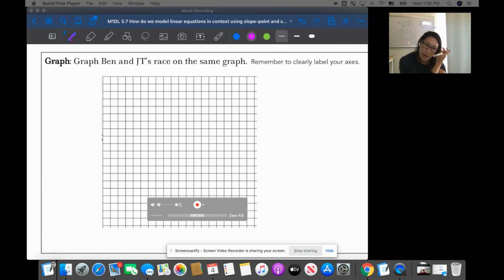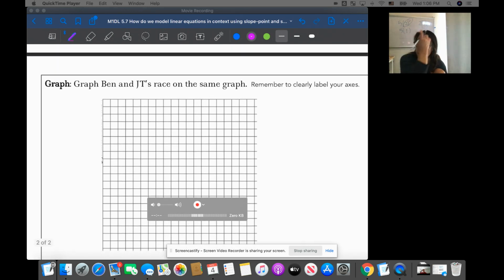Okay, next we need to graph the equations for Ben and JT's races. So you can use the table to graph, but I'm going to use their equation. So for Ben, the equation is y is equal to x. So I can see that the slope, there's an invisible 1 and an invisible plus 0. So the slope is 1 and the y-intercept is 0.